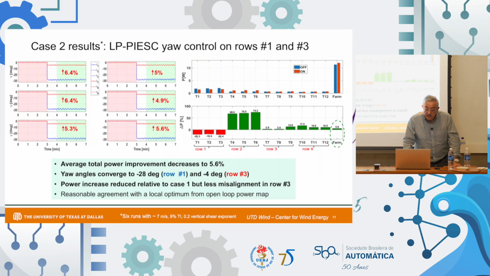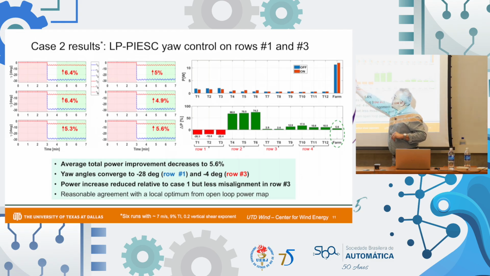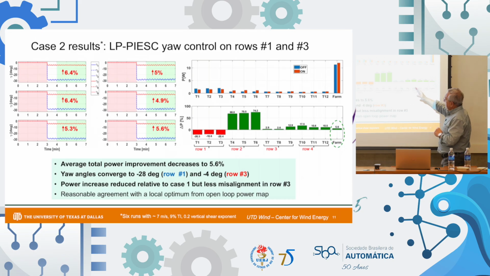This is the other case, where we have only clusters with rows 1 and 2 and rows 3 and 4. Now, if you compare, the power increases are smaller than before, and that makes sense because of the way we are forming the clusters. Again, row 1 loses power, row 2 gains power, row 3 gains a little bit, and row 4 gains a little more, and that gives a total power increase of 5.6.